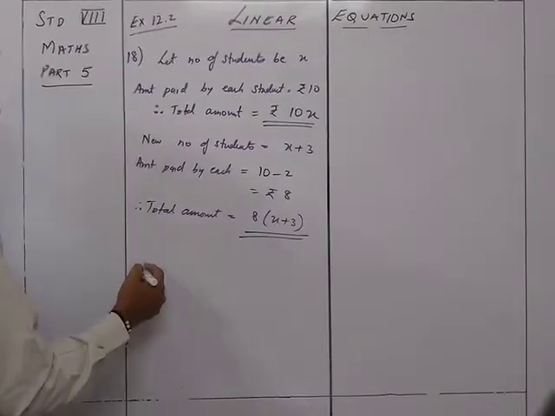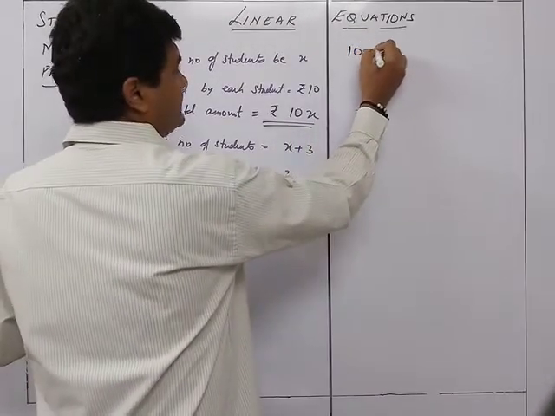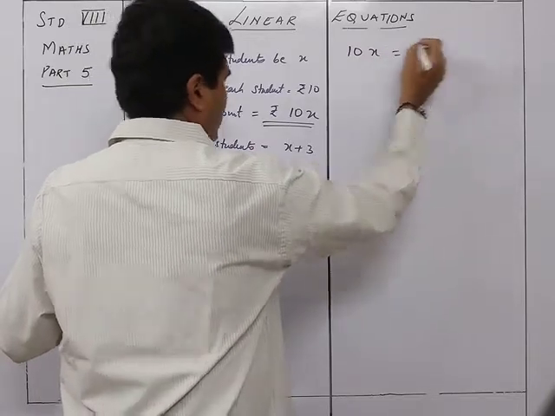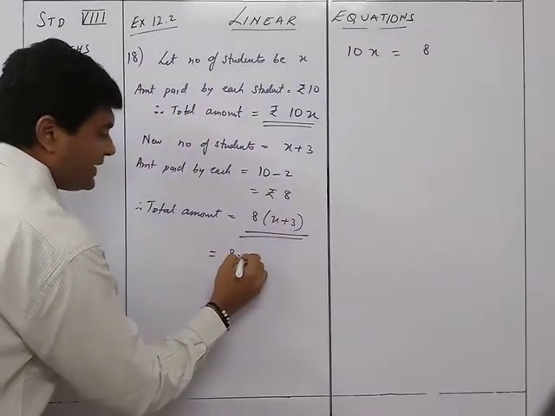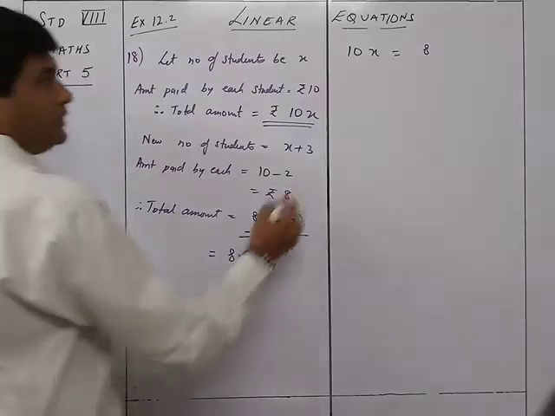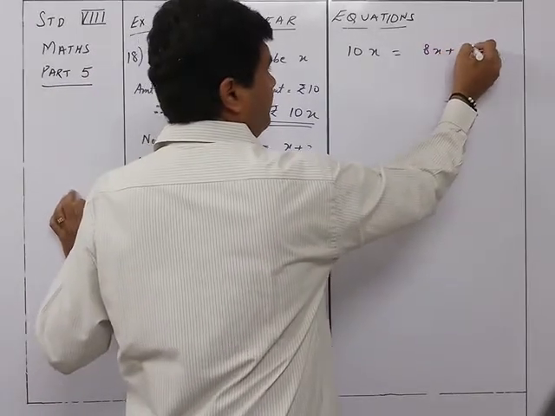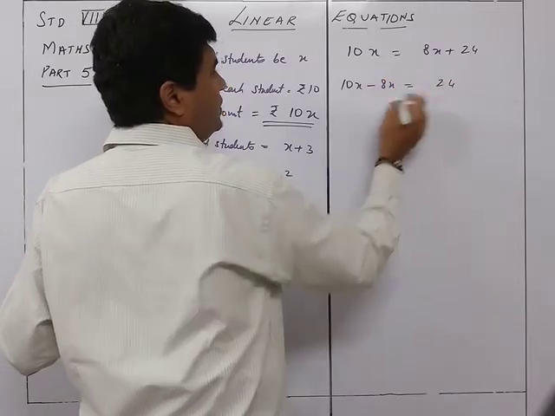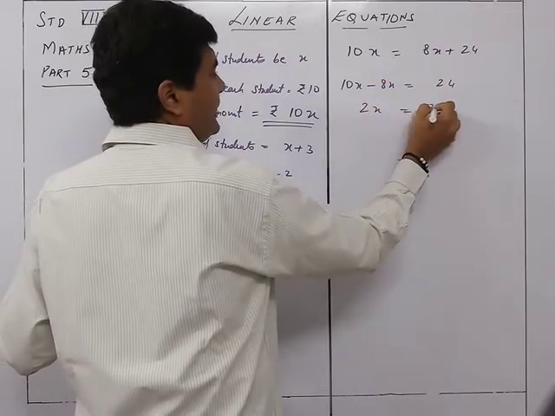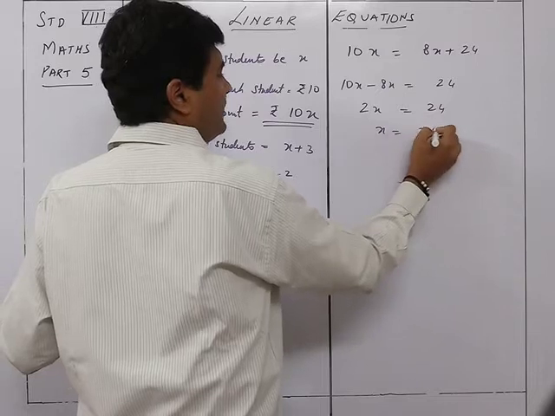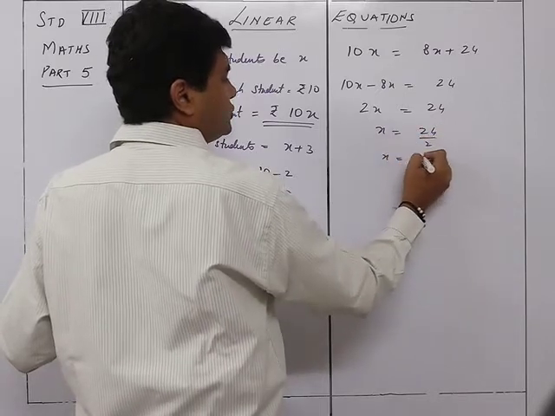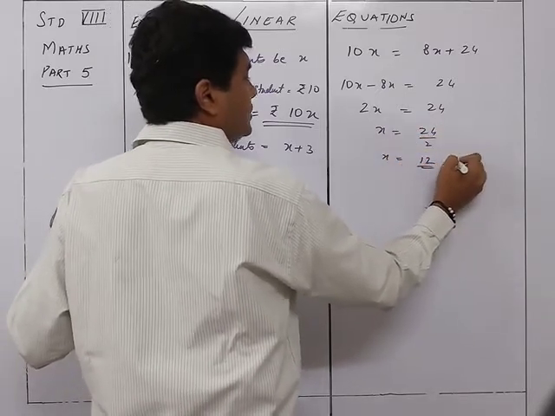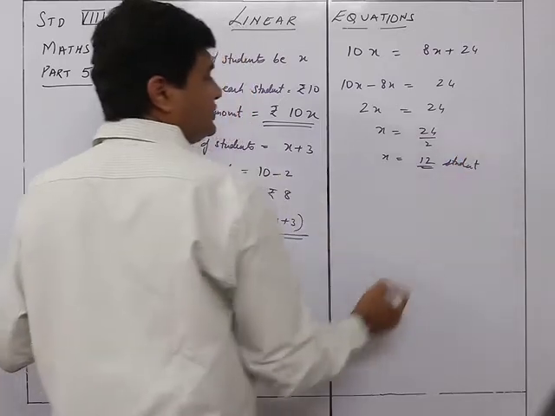Therefore, we'll have an equation over here as 10x is equal to 8, okay, I just solved this thing, is equal to 8x plus 24. So it will be 8x plus 24. So accordingly, 10x minus 8x is equal to 24. So it will be 2x is equal to 24. So x is equal to 24 upon 2. So x is equal to 12 students. So you can see that originally there were 12 students.